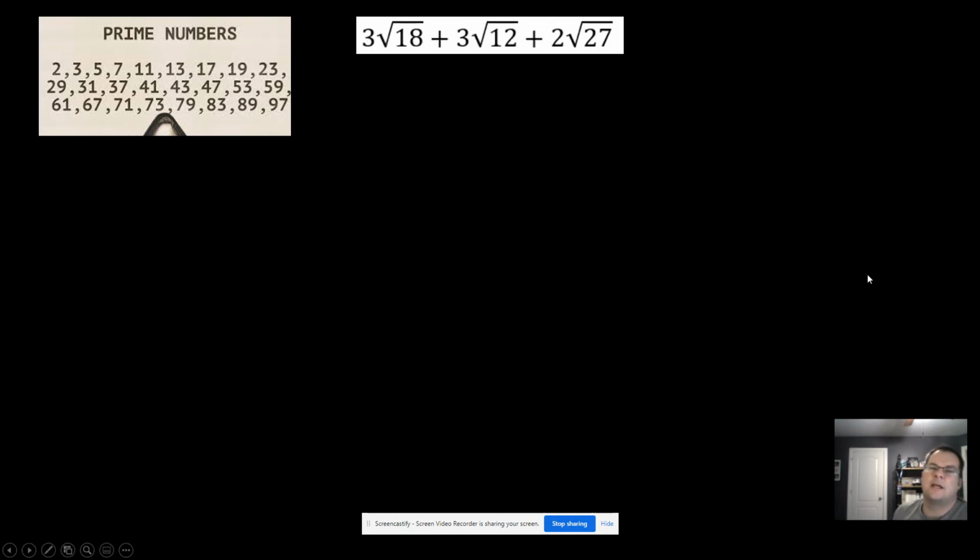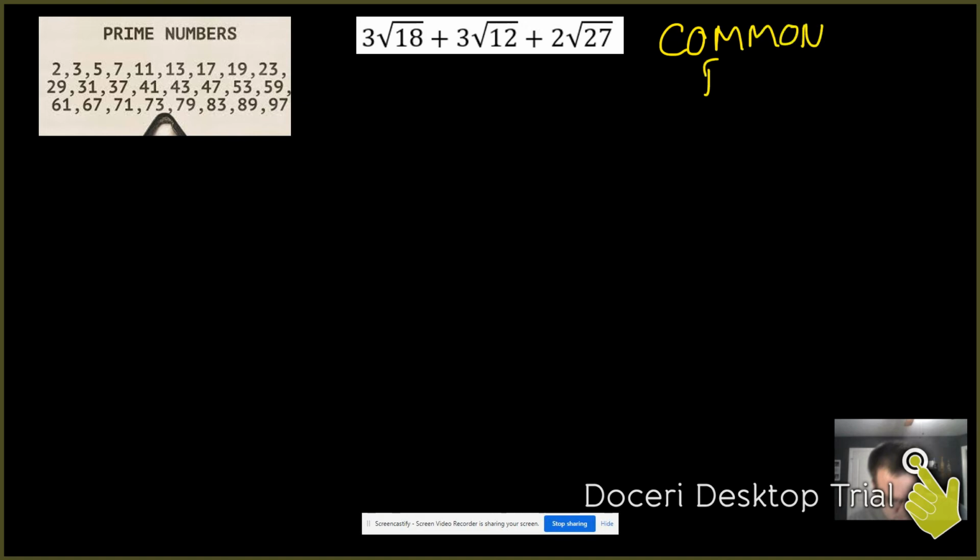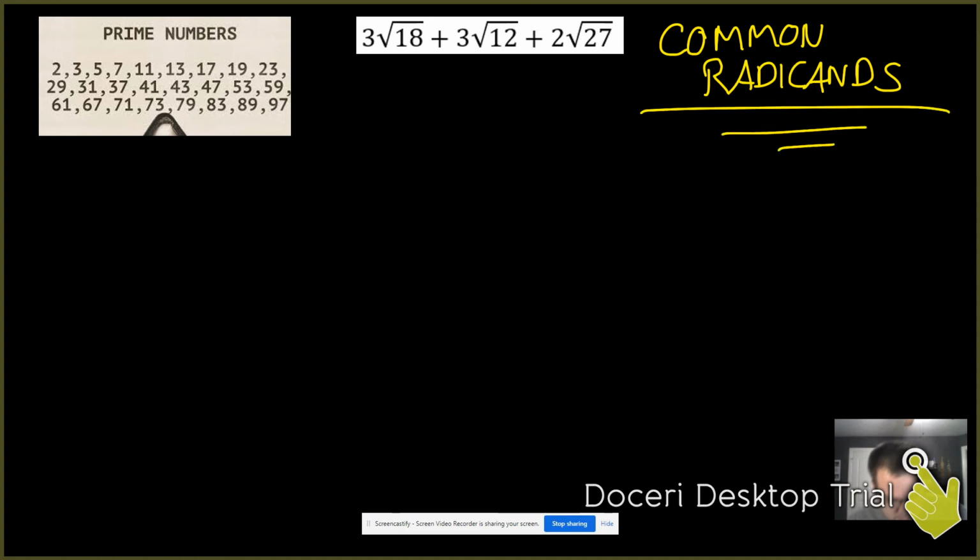Hey, welcome back, guys. The next one we're adding and subtracting. Remember, when we add and subtract radicals, we need common radicands. This is a fancy word for the number underneath the radical. So let's check out this particular one. Looking at it right now, we have an 18, 12, and 27. Well, those aren't common. Are we done, Fisher?